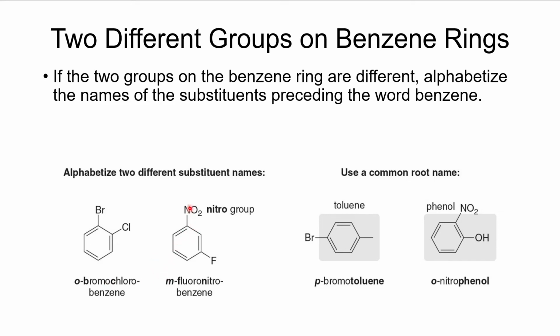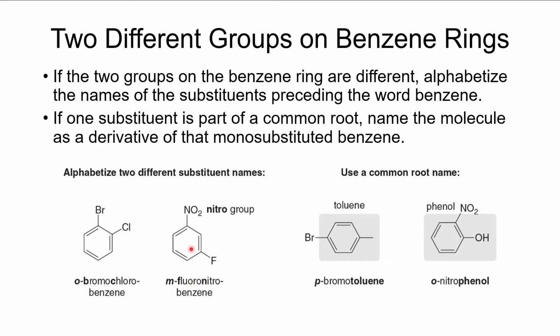On this one, we've got nitro and fluoro. Fluoro comes first alphabetically before nitro, and so as a consequence, we would call this meta-fluoronitrobenzene. Or we could call this 1-fluoro-3-nitrobenzene. That would also be a correct name. I will be doing it both ways if we have a disubstituted benzene ring.